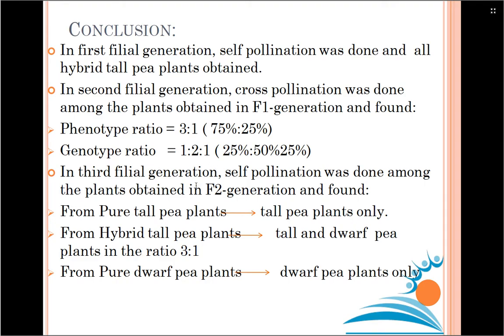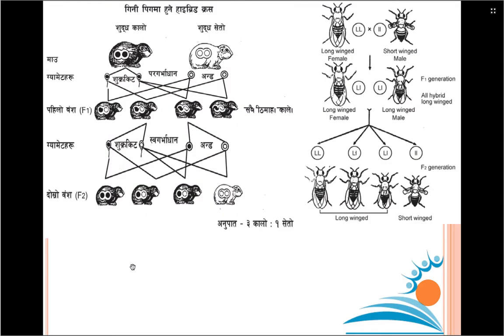So in third generation, what happens? From the pure tall pea plants, you will get only tall pea plants, and from the hybrid tall pea plants, as in second generation, you will get the same ratio, 3 is to 1, and from the pure dwarf pea plant, you will get the pure dwarf pea plants only. So this is another example.